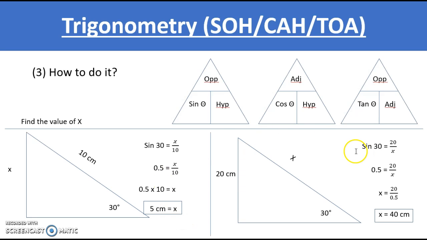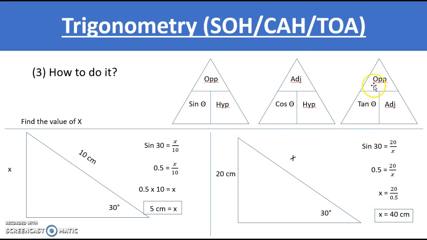For this one, same idea. Sine 30 gives us 20 over x. Punch the calculator, and we get 0.5. Here we have this triangle, and what we need to find is the hypotenuse. So if we cover that up, we know it's going to be opposite divided by sine. So 20 divided by 0.5, and we'll get our answer as 40.